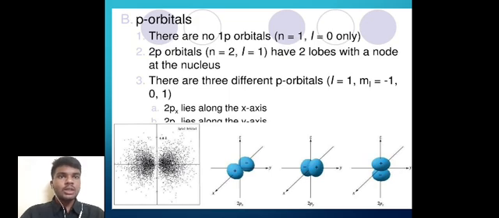P orbitals. There is no 1p orbital, since n equals 1 has l equals 0 only. 2p orbitals, n equals 2, l equals 1, have two lobes with a node at the nucleus. There are three different p orbitals, l equals 1, m sub l equals minus 1, 0, 1. 2px lies along the x-axis, 2py lies along the y-axis. You can observe 2px, 2py and 2pz, along the three axes.